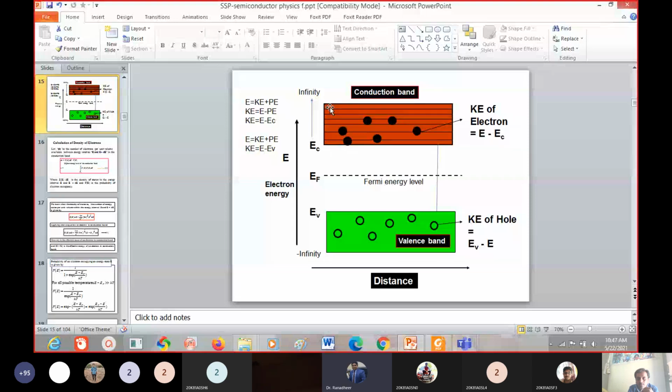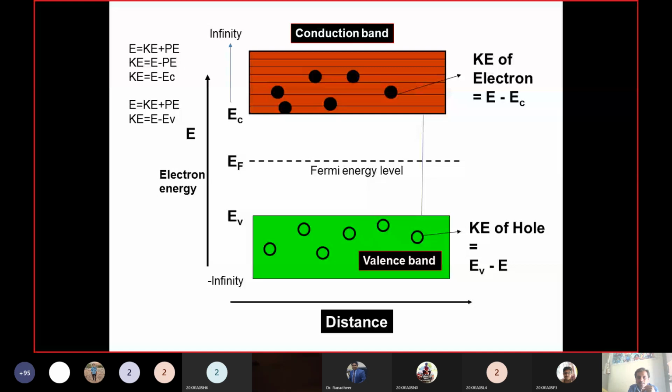See here, this is the minimum energy of the conduction band, and the maximum energy we don't know, so we take the maximum energy of the conduction band as infinity. The effective energy of the electron, that is the kinetic energy of the electron, equals E minus EC. Similarly, the effective energy of the hole.